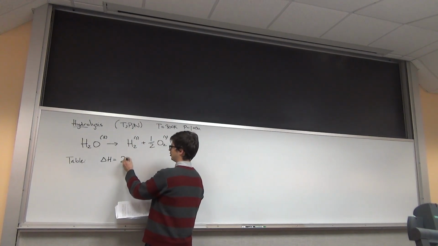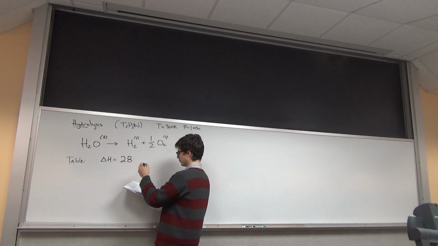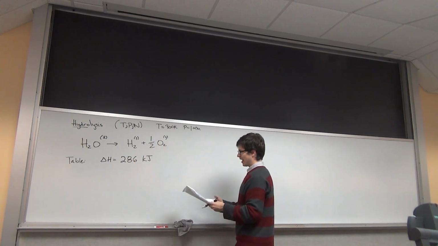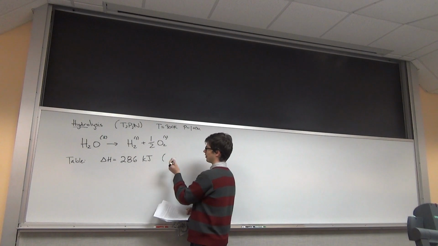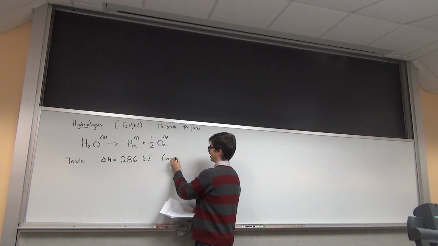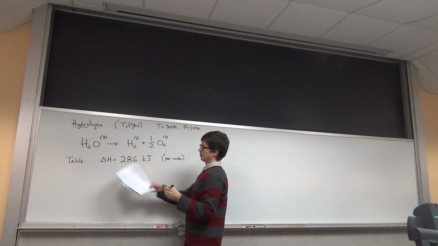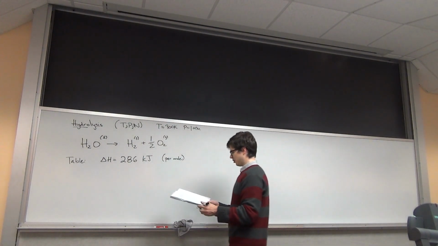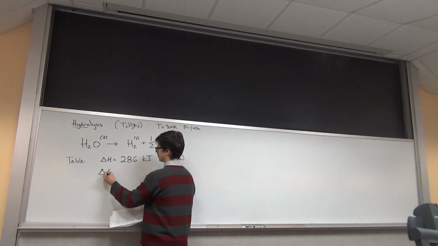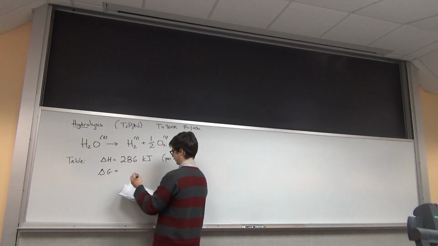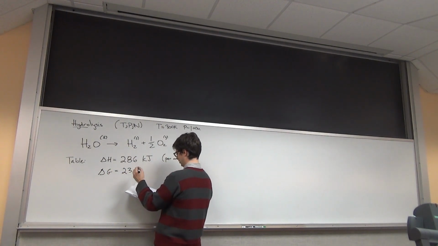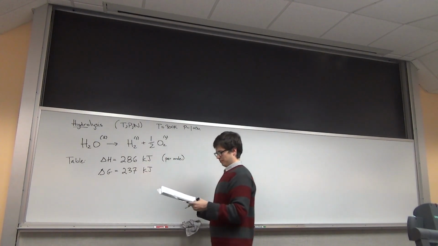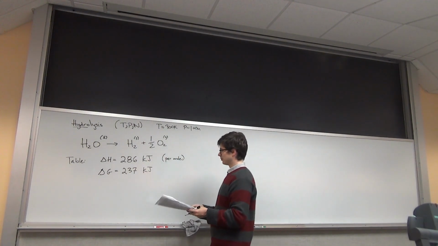And it's 286 kilojoules. Again, these things for reactions are typically tabulated per mole of water that gets converted. And you can look up delta G, and that's 237 kilojoules. Okay, so what do we know?